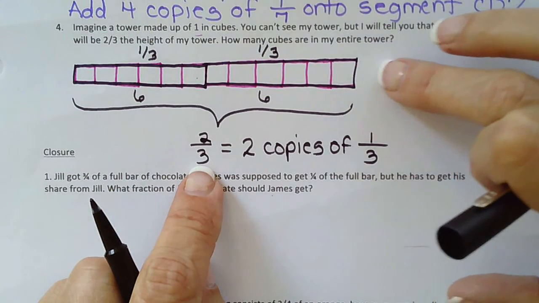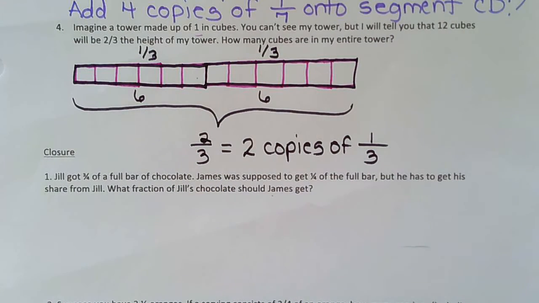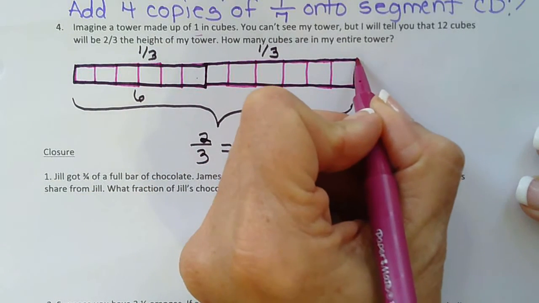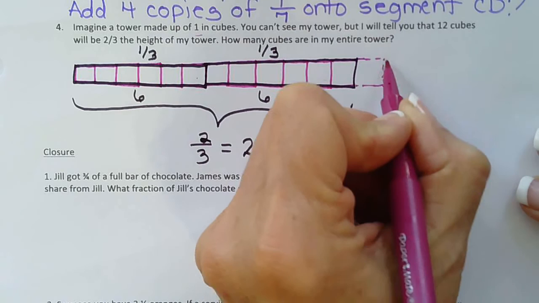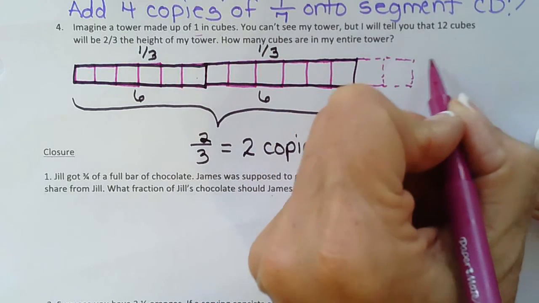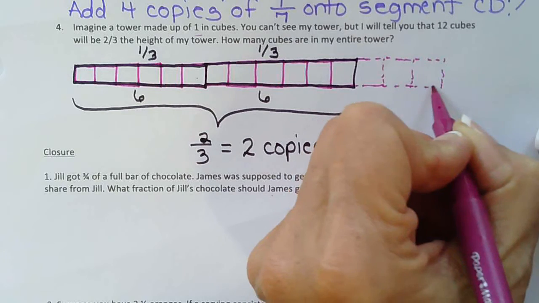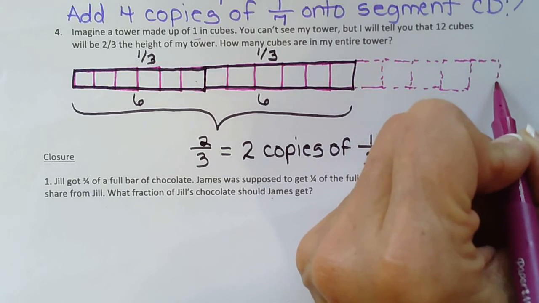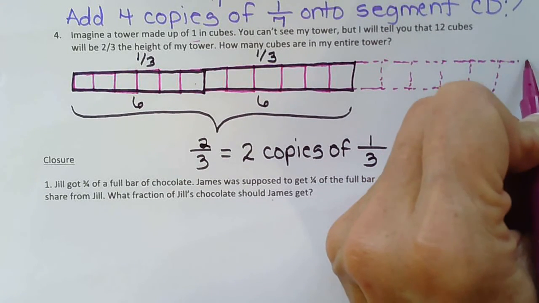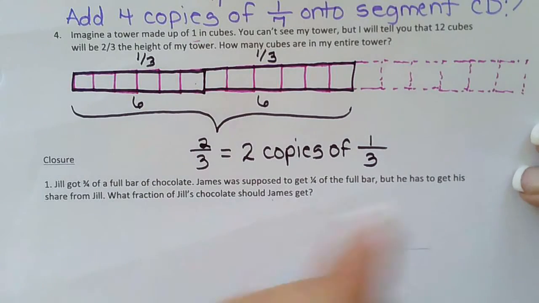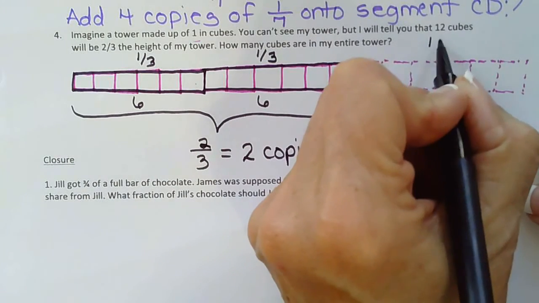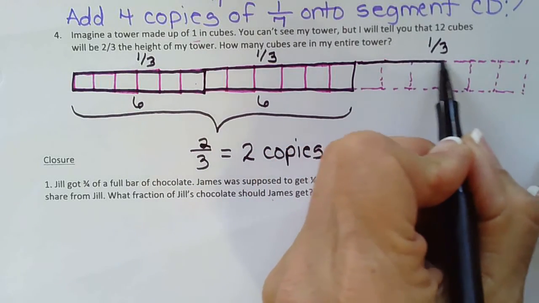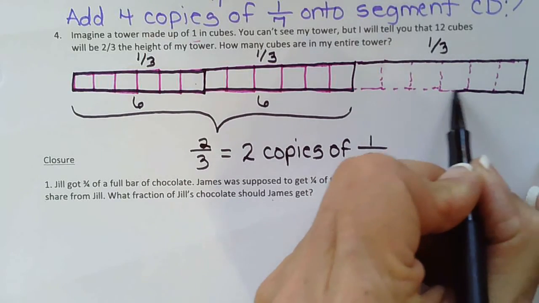So how many more sugar cubes do we need to add on? 6, right? 1/3 plus 1/3 plus 1/3. So 1, 2, 3, 4, 5, 6. So there's another 1/3. So 1/3 plus 1/3 plus 1/3 is 3/3, which would be the whole.